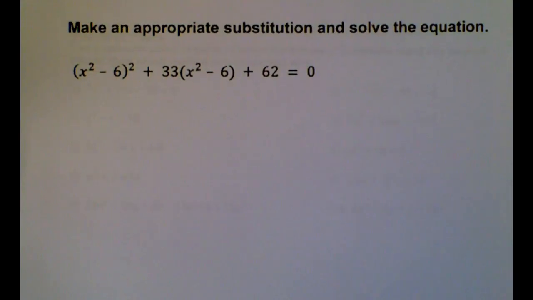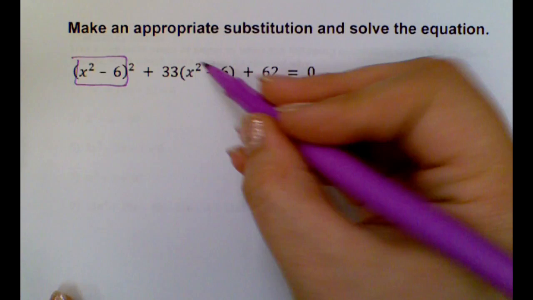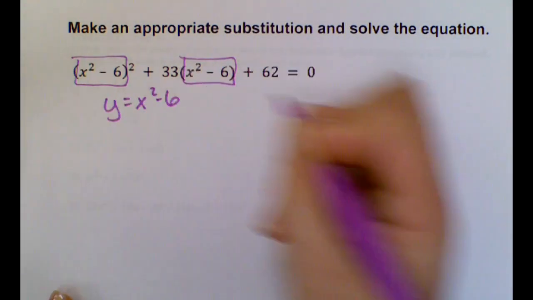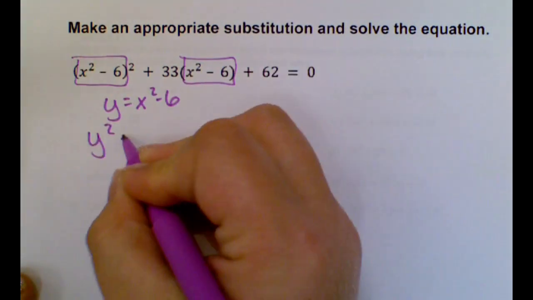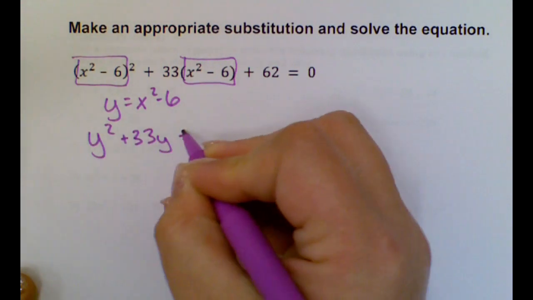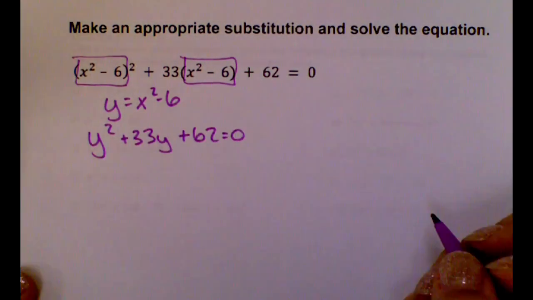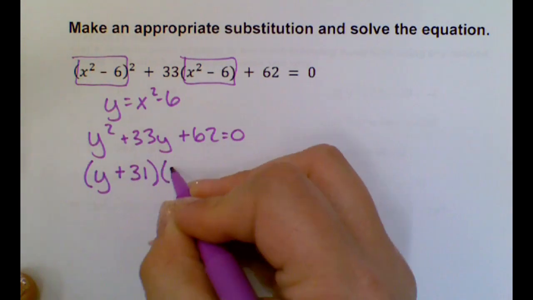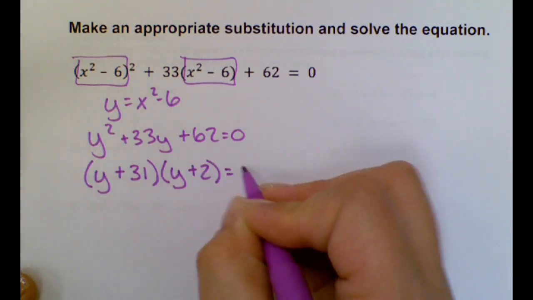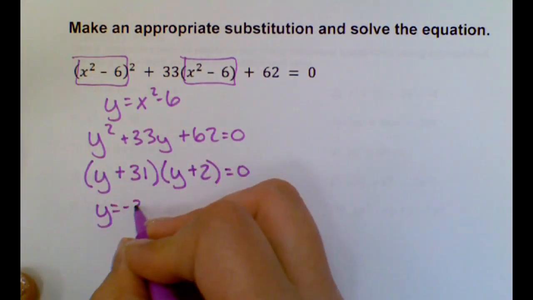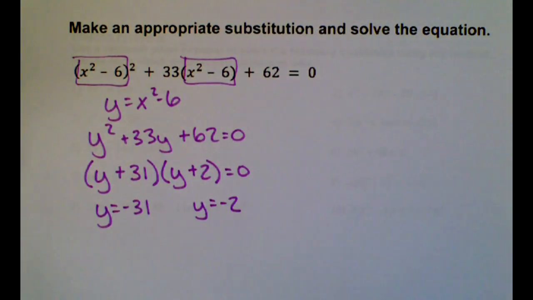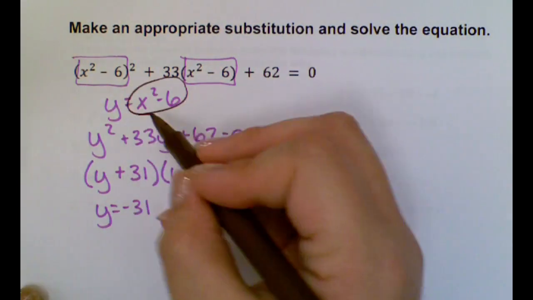And for another one of these substitution ones, I noticed that x squared minus 6 is in both. So we'll say y equals x squared minus 6, and we'll substitute that in. y squared plus 33y plus 62 equals 0. Now I factor this, and it factors into y plus 31 times y plus 2. So y equals negative 31, and y equals negative 2. But we're not quite done yet. We need to substitute this back in.